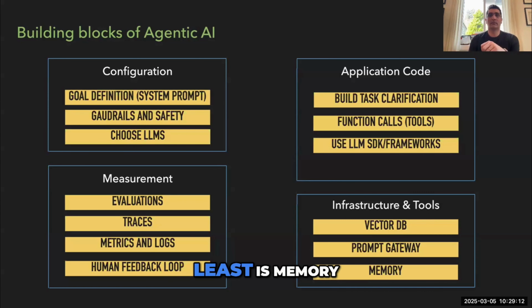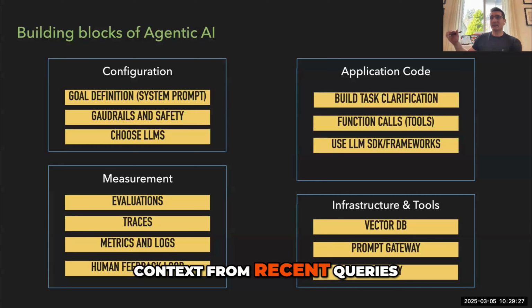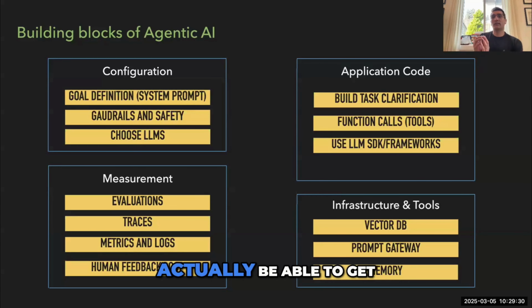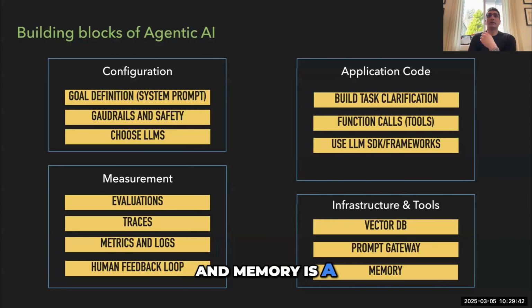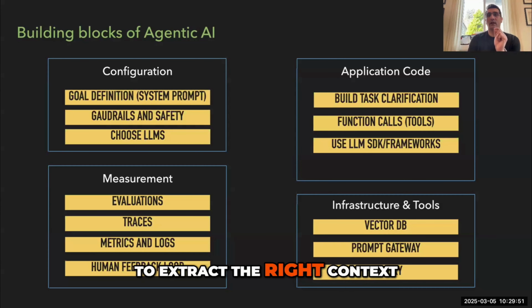And last but not least is memory. In order for you to build a delightful user experience, you need to be able to know how much of the context from the user chat history, how much of the context from recent queries, you want to actually be able to get to serve in solving that task or the user query that you just got from the chatbot or other means. Memory is a newer, very nascent field, but important for you to think about: how would you be able to extract the right context, store it for fast retrieval.